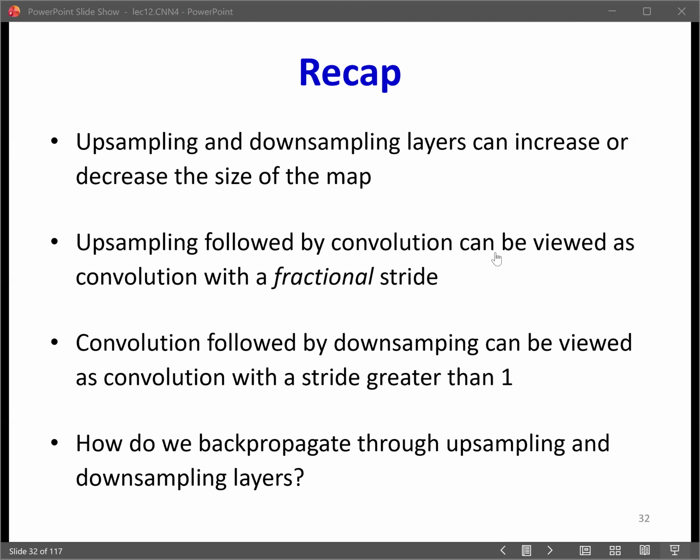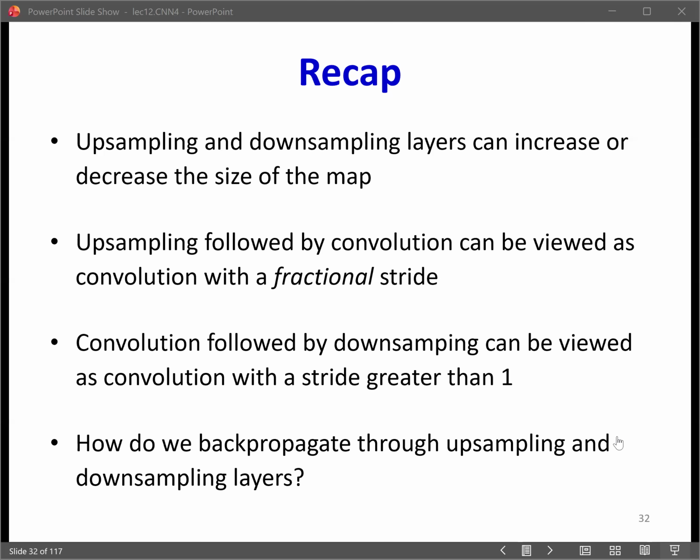So that's everything we've done so far. But then we had something else that we didn't consider in the last class. Resampling layers. Upsampling and downsampling layers can increase or decrease the size of the map, right? So upsampling followed by a convolution we saw can be viewed as convolution with a fractional stride. Convolution or pooling followed by downsampling can be viewed as convolution or pooling with a stride greater than 1.